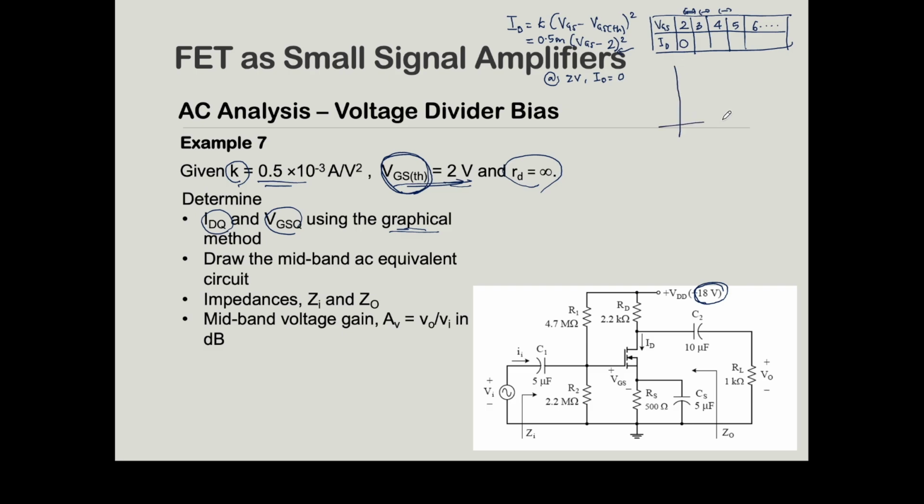Next, when you have all the values, you can plot your transfer curve. This will be your VGS and this will be your ID. Your VGS starts with 2 volts, so this is your 2 volts. When VGS is 2 volts, the value of ID is 0. Next, 3, so you find the value, and then 4. Get the values, and you get the transfer curve. So this will be your transfer curve.